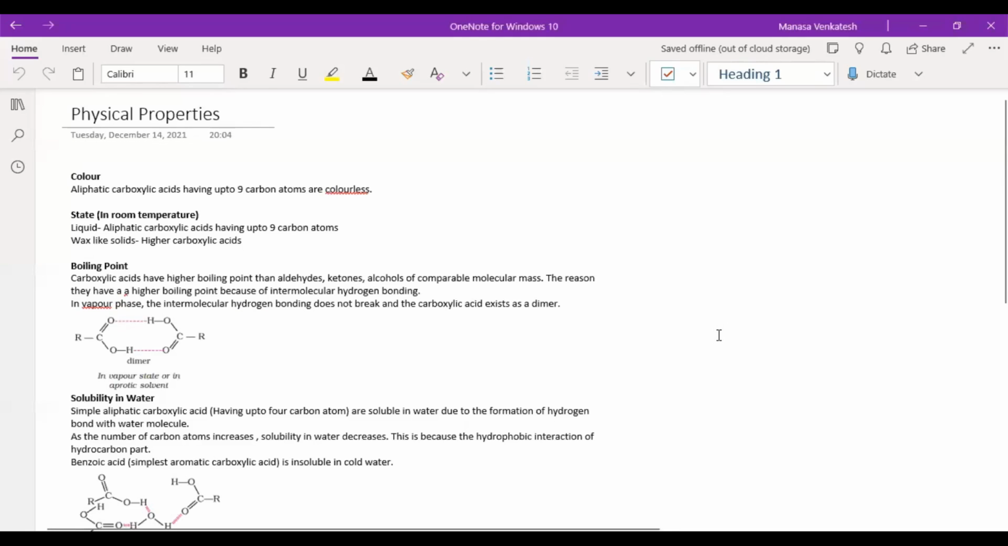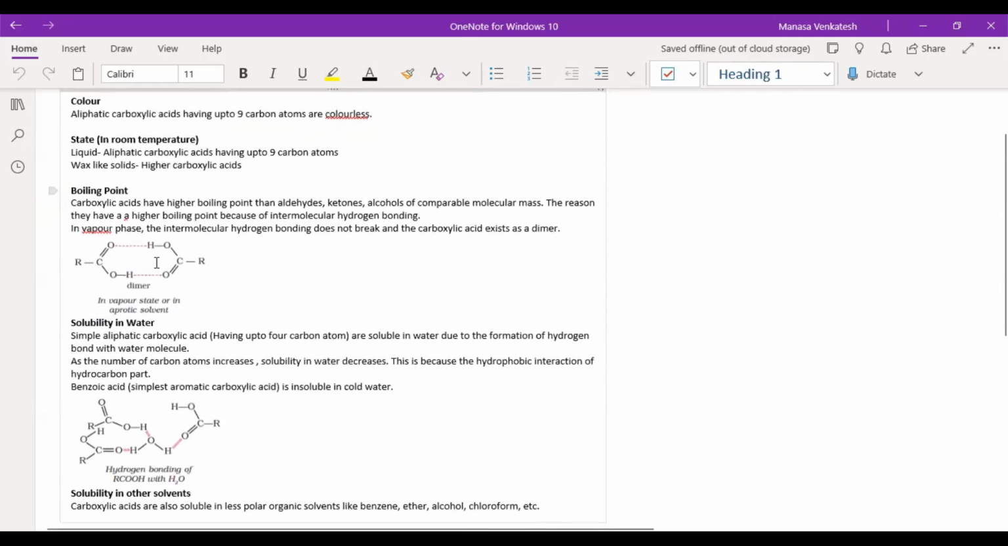Physical properties of carboxylic acid. First, color. Aliphatic carboxylic acids having up to 9 carbon atoms are colorless in nature. At room temperature, aliphatic carboxylic acids with up to 9 carbon atoms are liquids, whereas higher carboxylic acids are wax-like solids.